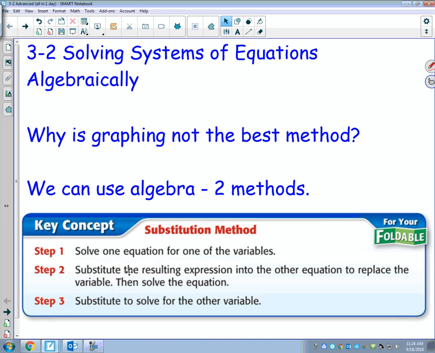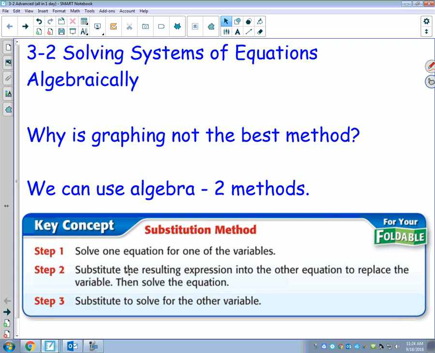Okay, so after graphing on the homework, I hope you realize graphing is not the best method. What's the reason that you would think graphing isn't the best method? Well, I think it's because what if they cross at a fraction? How do you tell the difference between 1/2 and 1/3, or 7/8 and 9/10 on a graph?